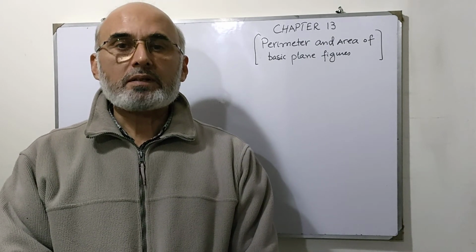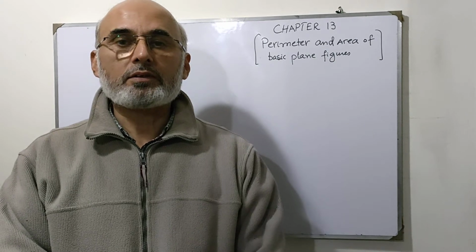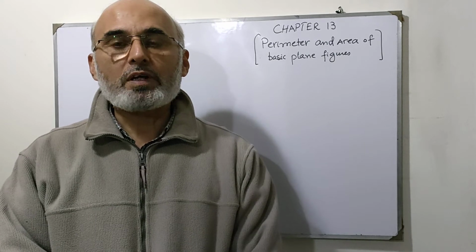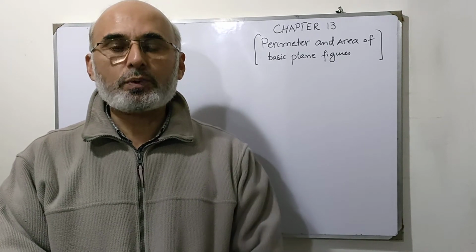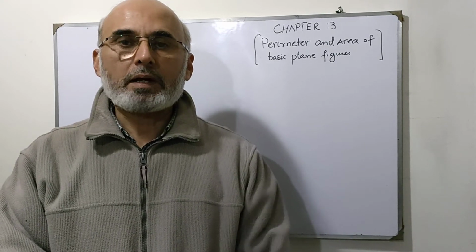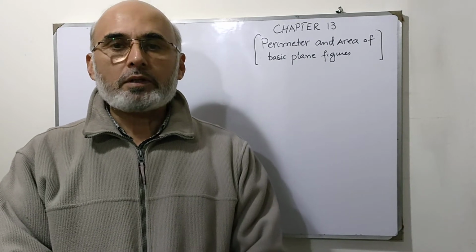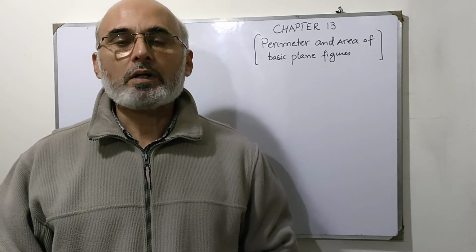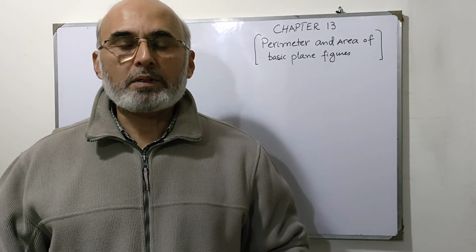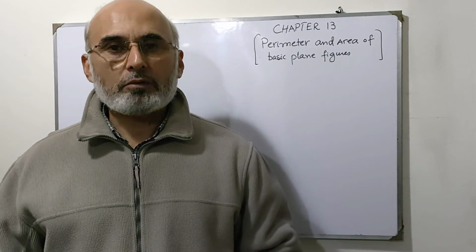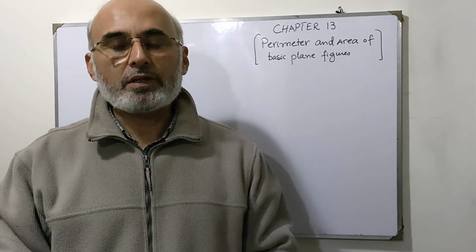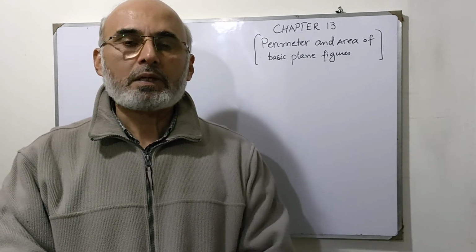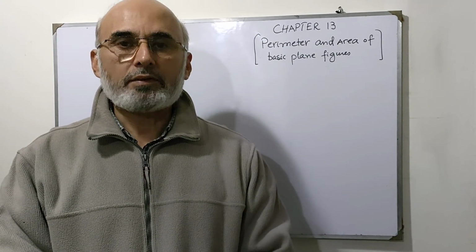So let's start chapter 13, which is perimeter and area of basic plane figures. When we say basic plane figures, that means two-dimensional figures which are very well known to us, like rectangle, square, circle, triangle, parallelogram. They may be a single figure, they may be a compound figure, a figure within a figure, and we have to find the perimeter or the area under the given conditions.